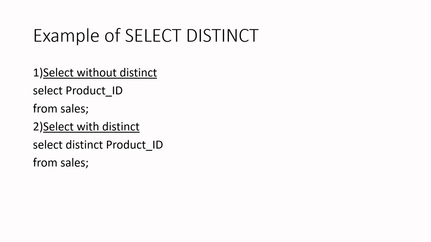It will go to the sales table, see the product ID, and say okay, this we have to sort. Then it will see the distinct keyword, it will return the unique values of the product ID, and we will get the distinct product IDs. So now let's go to SQL and see how these queries work.